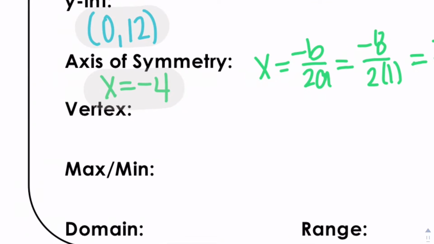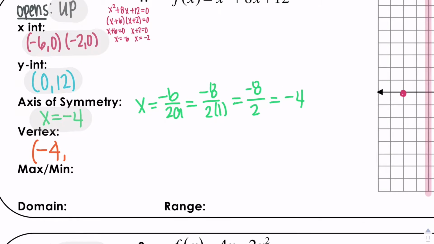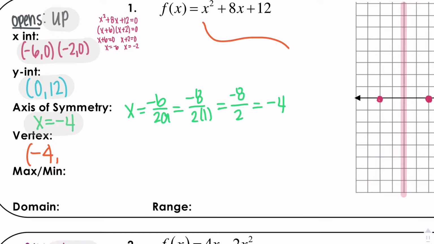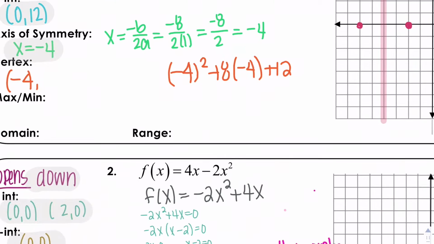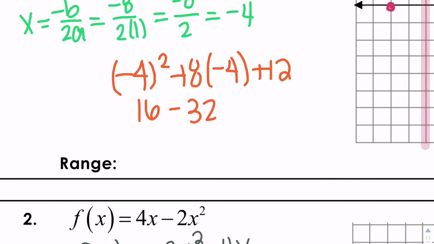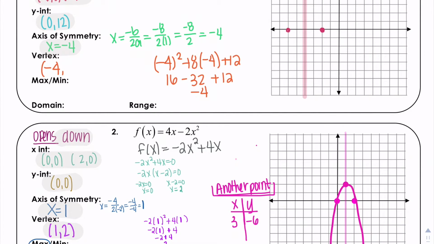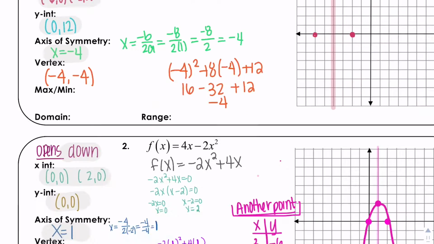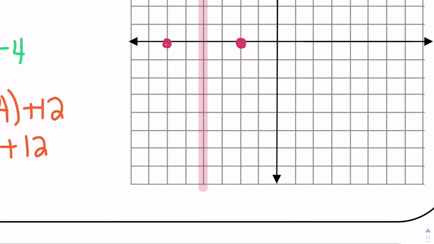Our vertex: the x value is the axis of symmetry, and then we plug that in to here for x. So -4 squared plus 8 times -4 plus 12, and you just pull your calculator out and do that. So you're going to get 16 minus 32 plus 12. So I believe we get, if I'm not mistaken, -4. Okay, so our vertex is at (-4, -4). And so I'll plot that.